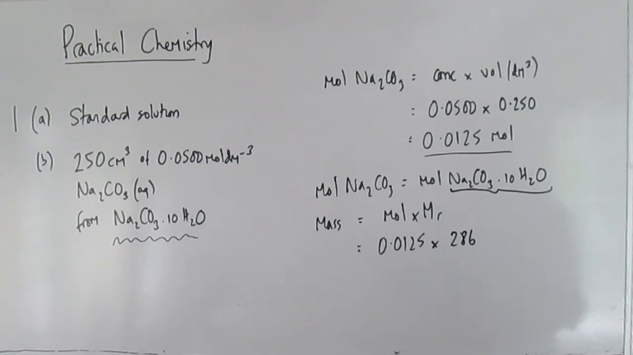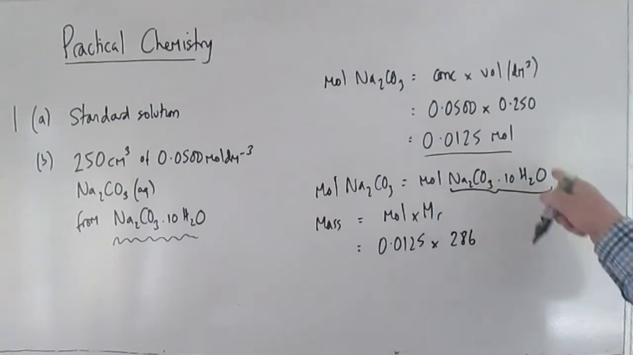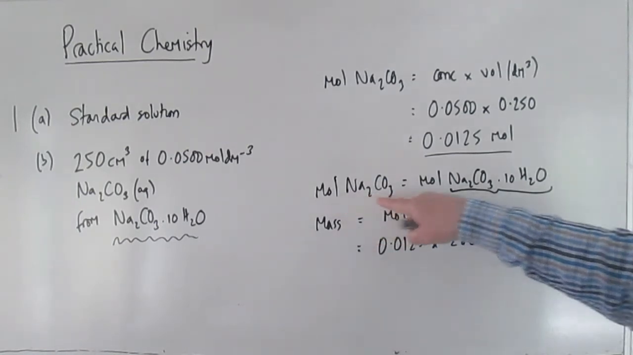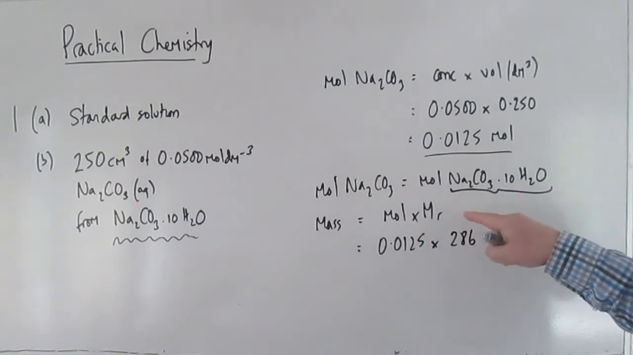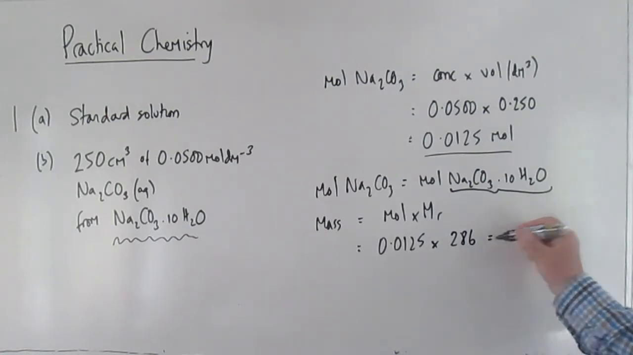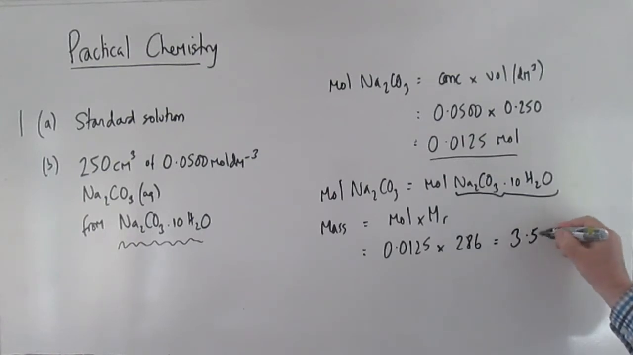Okay, lots of people just ignored the waters and just put in 106 there. But of course that's not right, because if you weighed out the amount based on 106, a large proportion of that mass is actually water that you're weighing out. It's not sodium carbonate, so you'd get the wrong amount. So this relationship is really important, and then you just think, right, that means that I've got to work out the MR of the whole thing, including the waters, and that works out as 3.575 grams.